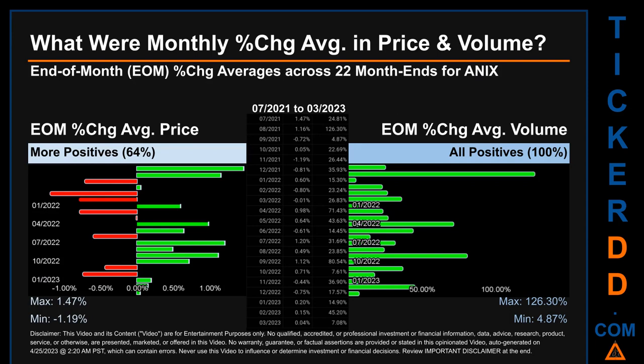Price saw an end-of-month max of 1.47% in average percentage change along with a minimum of -1.19%. For volume, the maximum and the minimum monthly percentage change were respectively 126.30% and 4.87%.